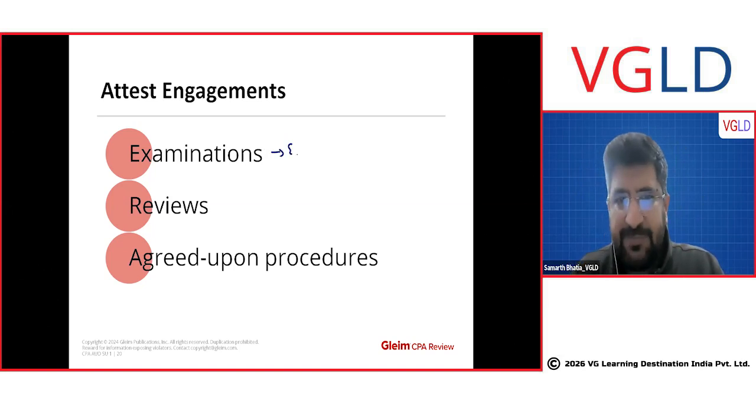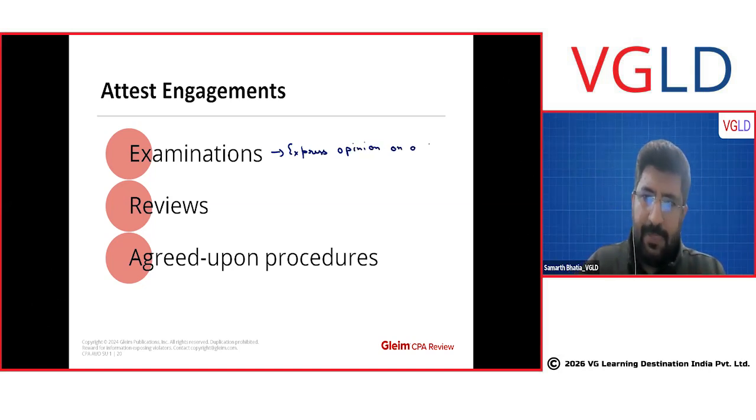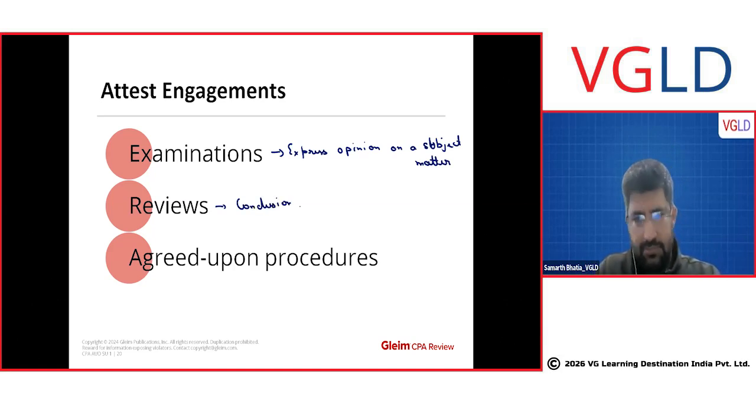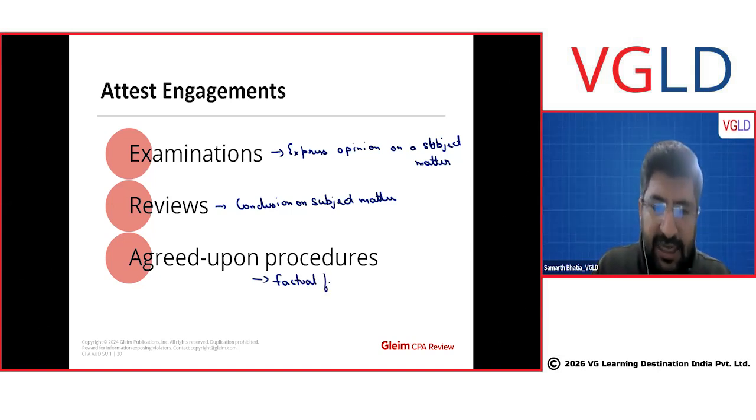In examination, they have to express their opinion on a subject matter. In review, they have to give a conclusion on the subject matter. No opinion, only a conclusion has to be given. In case of agreed upon procedures, whatever procedures are defined, we just follow those procedures and take out the factual findings. That is regarding the agreed upon procedures.